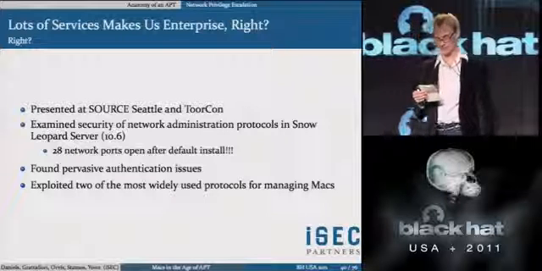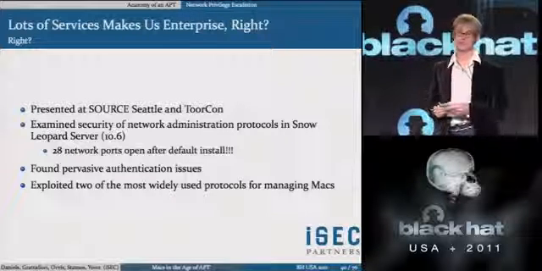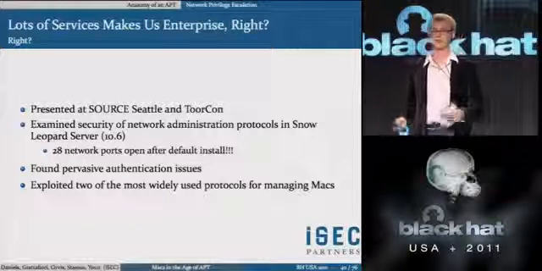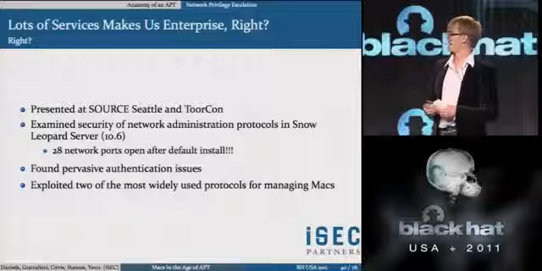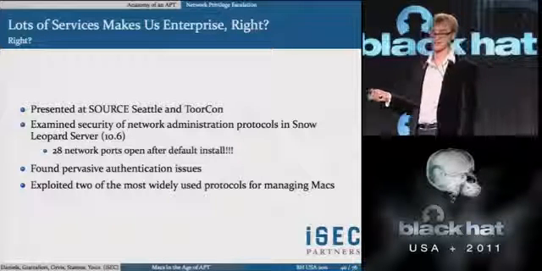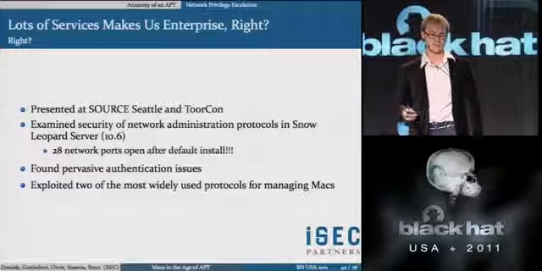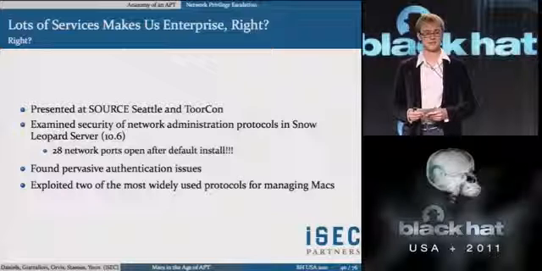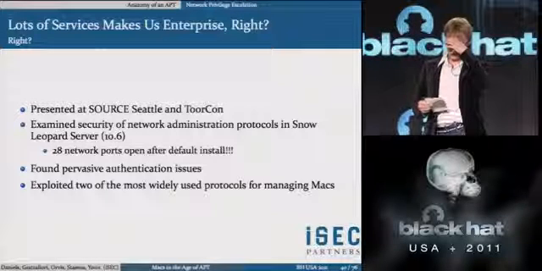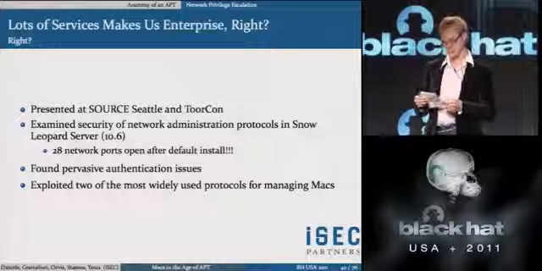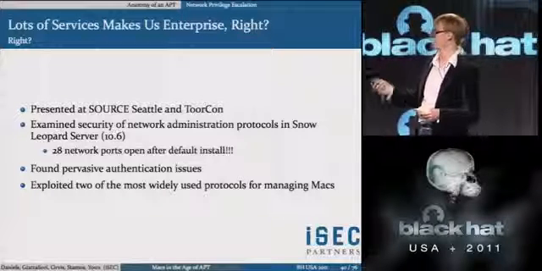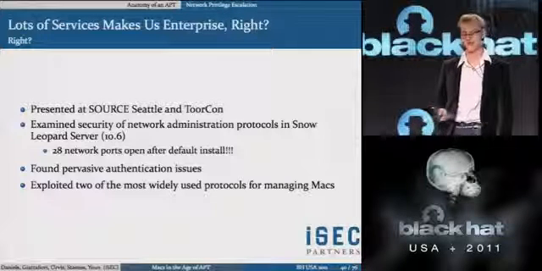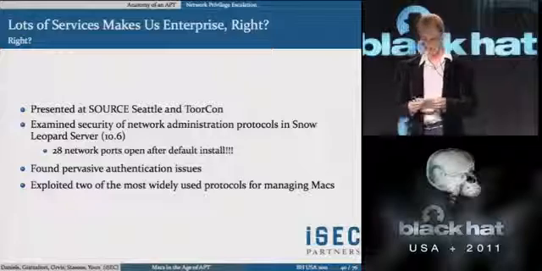What we did previously was we examined the network administration protocols that were used in Snow Leopard Server to manage basically enterprise Mac networks. And we realized that there were pervasive authentication issues. Not only were a lot of the protocols frequently unencrypted, but they did not provide a strong way of authenticating the server that you're communicating with, or there were other forms like downgrade attacks against the authentication. And basically using these issues, we found a way to use two of the protocols in order to exploit them on the network.